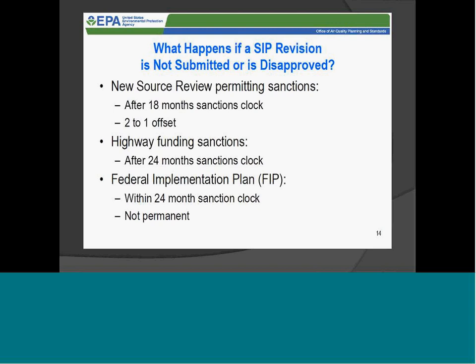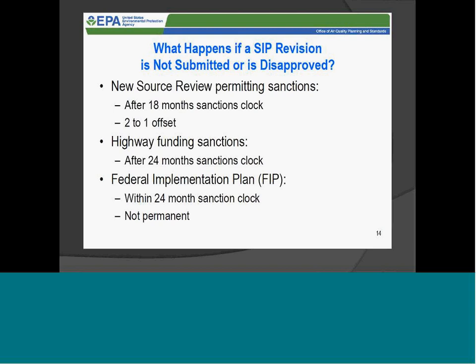The first thing they would do is start the sanction clock, and there's 2 sanctions that after 18 months they can either go for NSR permitting sanctions, which require offsets, or they can sanction highway funds at that 18-month mark. The federal government has the choice on which one they implement. At 24 months, if it still hasn't been fixed, then they implement the other sanction. And then there's also the federal implementation plan, which will be implemented. So instead of a SIP, a state implementation plan, the federal government, or the EPA in this case, would write the implementation plan and show the community, say that this is how you're going to reach it.